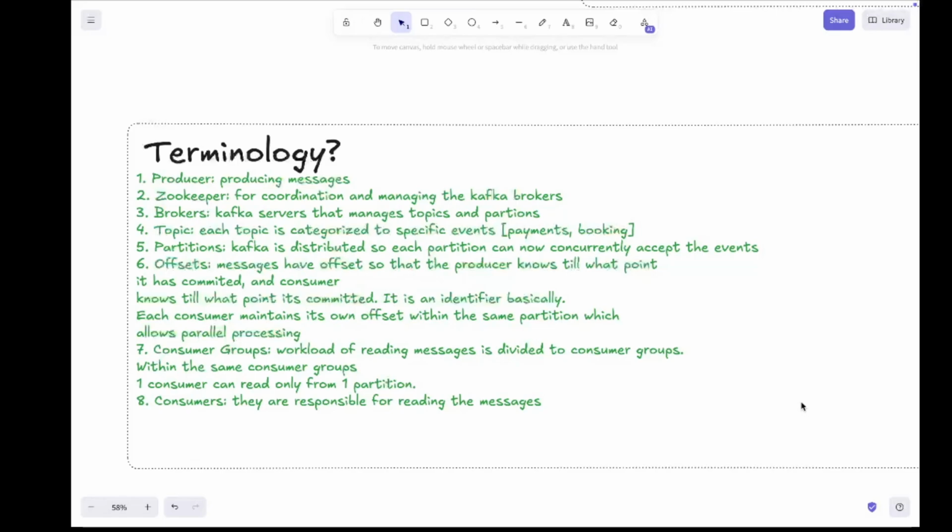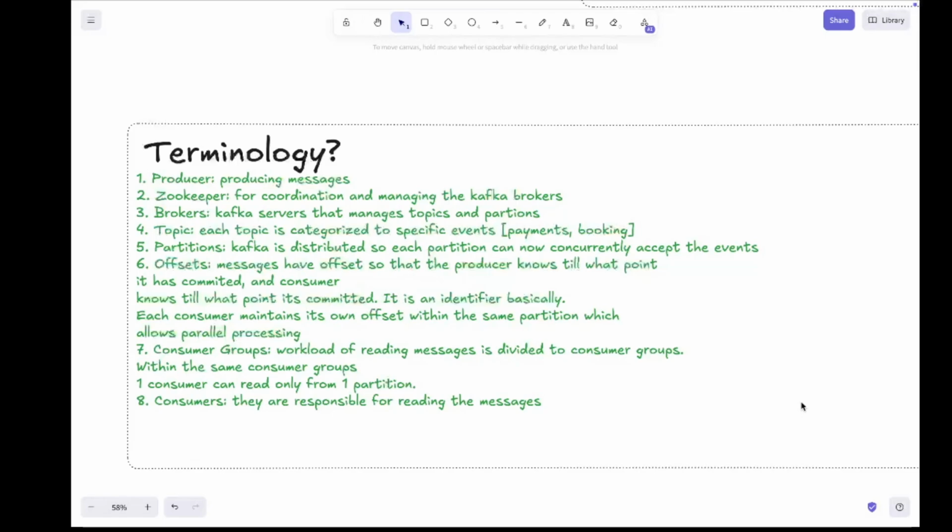Now we will move on to another section, that is partitions. A topic is divided into multiple partitions. We do this because Kafka is distributed in nature, and to process requests concurrently and in parallel and make it highly efficient, we have these partitions, right? So they can accept the events. Yeah, that's pretty much about partitions.